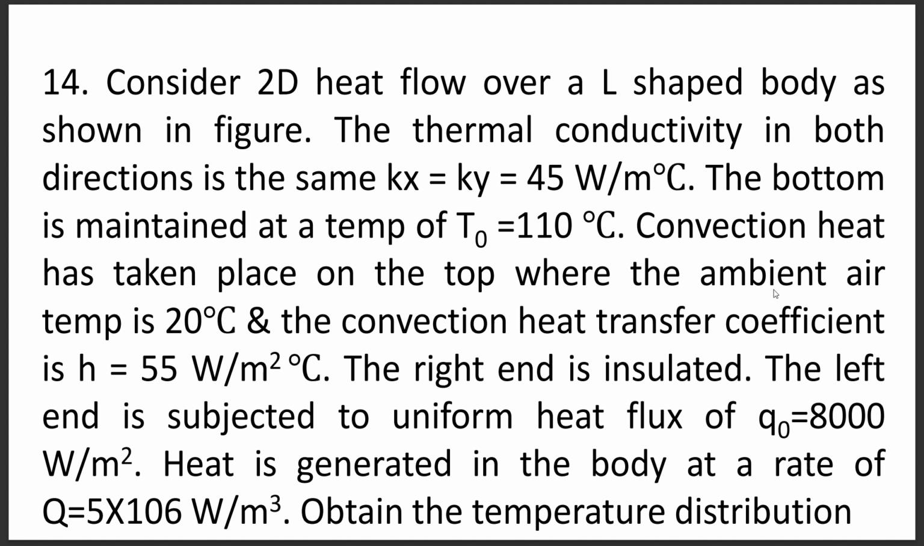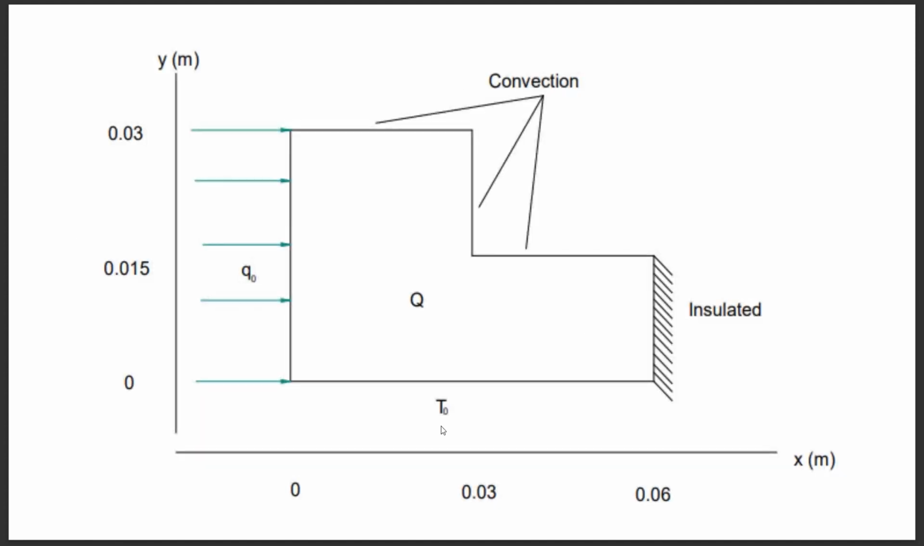The thermal conductivity in both directions is the same, 45 watt per meter degree centigrade. The bottom is maintained at a constant temperature of 110 degrees centigrade, and convection heat transfer takes place on the top surface where the ambient air temperature is 20 degrees centigrade and the convection heat transfer coefficient is 55 watt per meter square degree centigrade. The right end is insulated, the left end is subjected to a uniform heat flux of 8000 watt per meter square. Heat is generated at a rate of 5 into 10 to the 6 watt per meter cube. Obtain the temperature distribution.